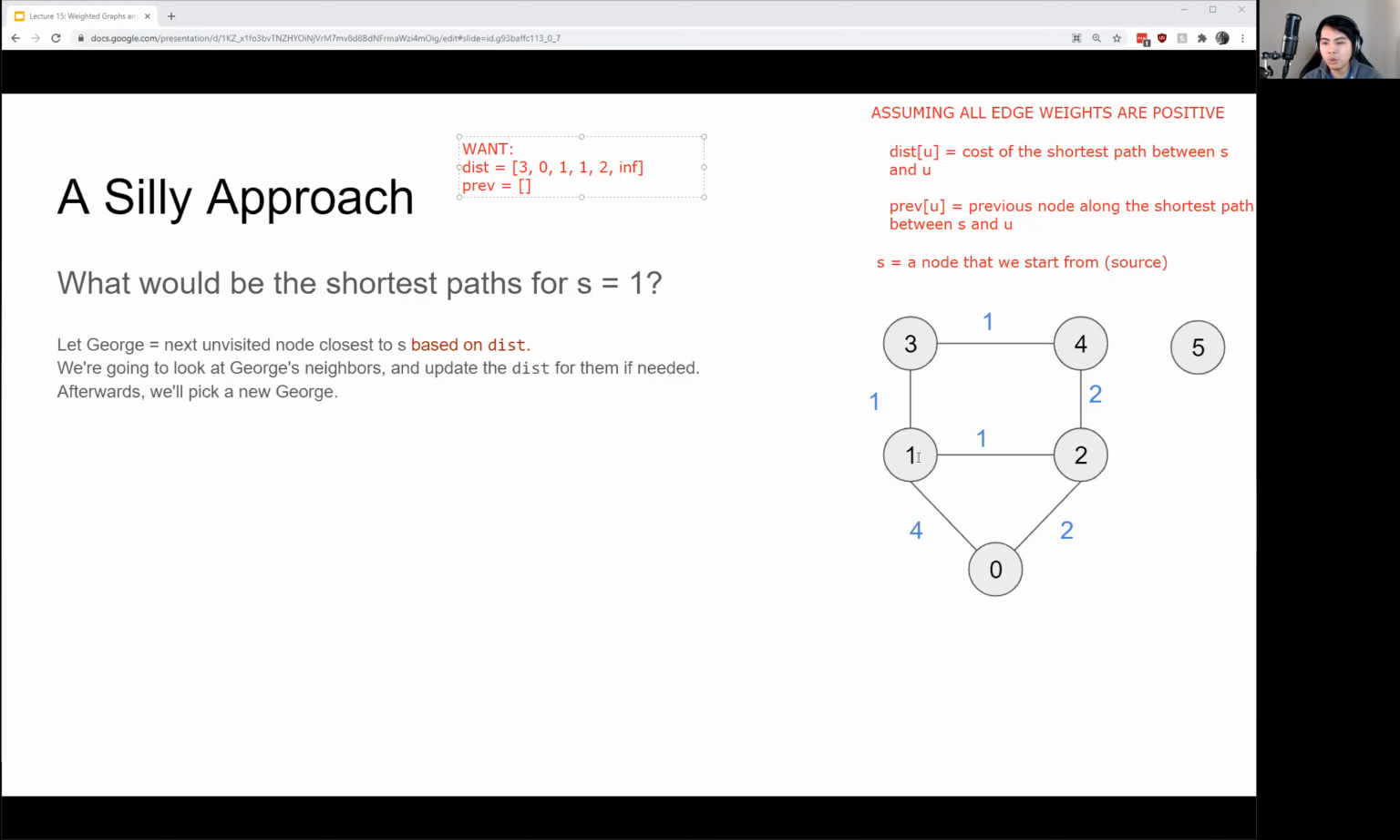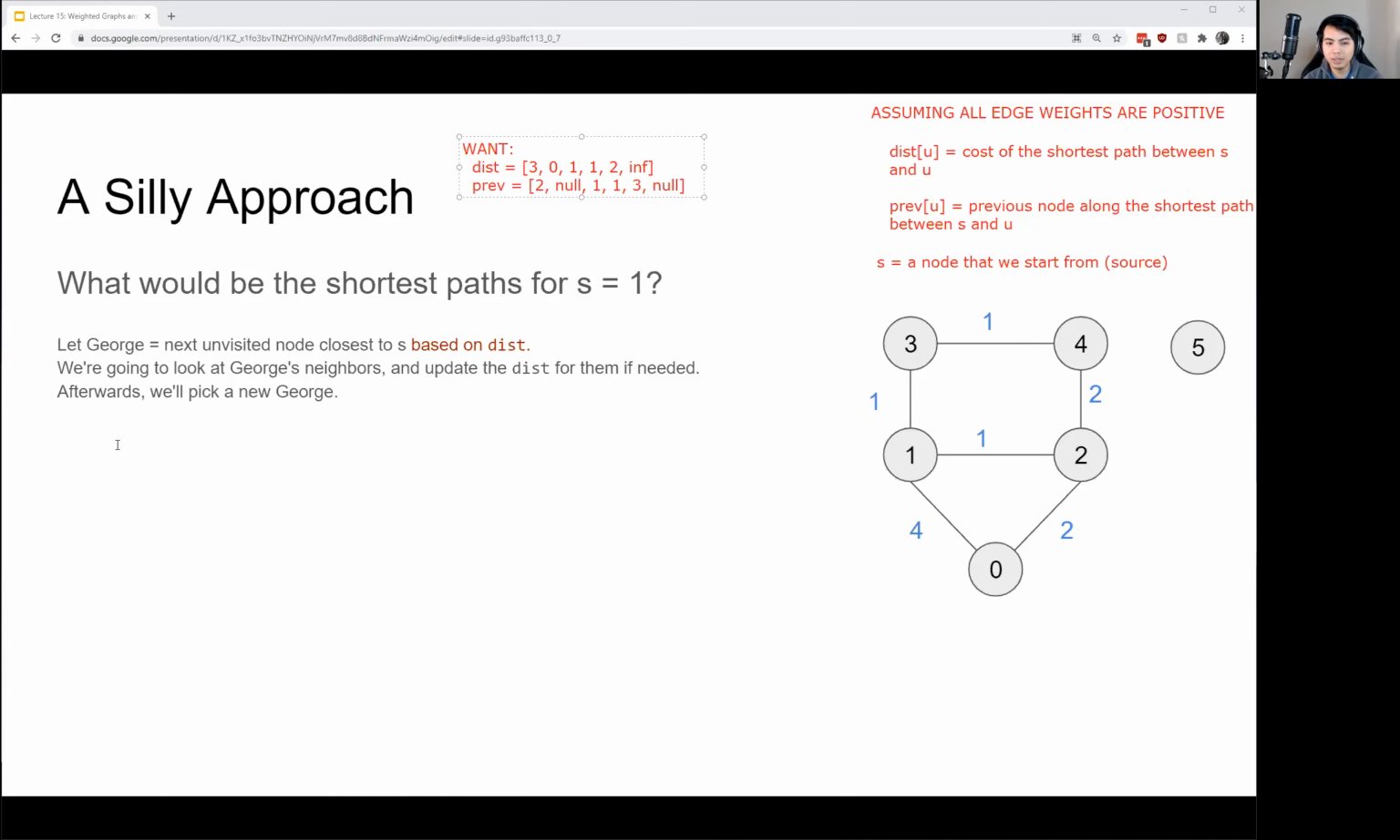So we know that in order to get from 1 to 0, we're going to have to go through 2, because that's what we said before, right? The cost to get from 1 to 0 should be 1 to 2 to 0, which gives us cost 3. So we go through 2 in order to get to 0. We go through nothing to get to 1 because we're already there. We go through 1 to get to 2. We go through 1 to get to 3. We go through 3 in order to get to 4. And we don't have any way to get to 5, so there's a null here as well. All right, so this is what we want.